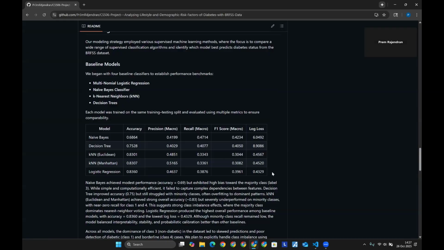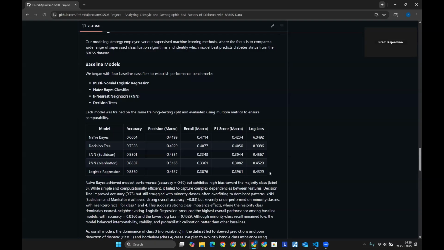problem. Logistic regression performed the best among all of our baseline models with an accuracy of 83.6 and the lowest log loss of 0.43. However, it still suffered from the same class imbalance problem. So across all of our models, we observed a clear challenge, which is the dominance of the non-diabetic class and the limited detection of diabetic and borderline diabetic cases.